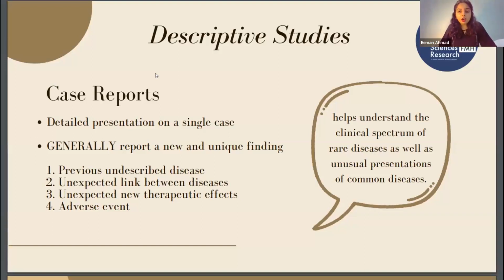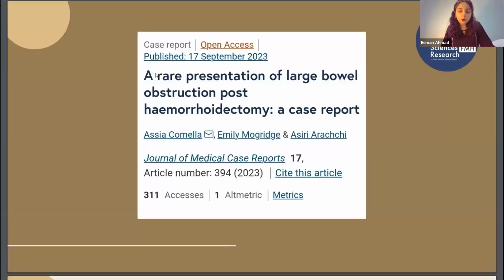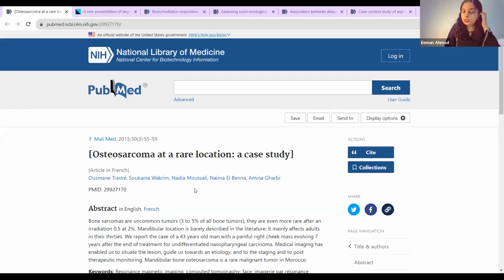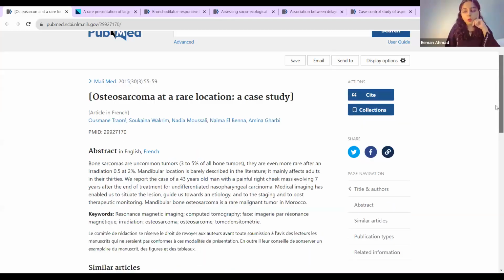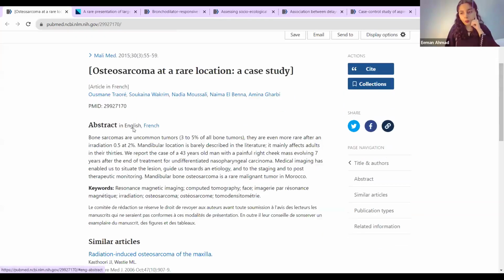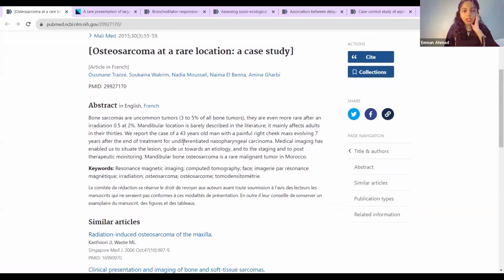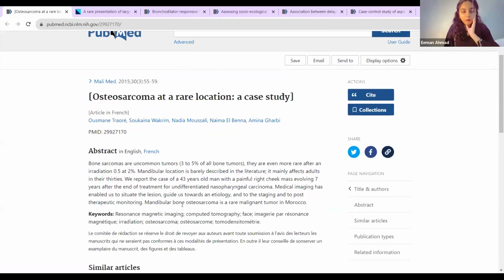Okay. So what we're telling you here are basically points that you can keep in mind to ensure that whatever you write, whatever you work on is publishable. Okay? So let's look at examples for case reports. This is a case report on osteosarcoma, which is a very rare type of malignant tumor. It's very rare. 0.5% of all malignant tumors are osteosarcoma. And they're talking about osteosarcoma at a rare location. So what is that location? Mandibular location. So this is a type of rare disease.